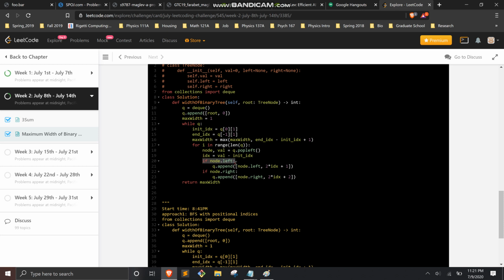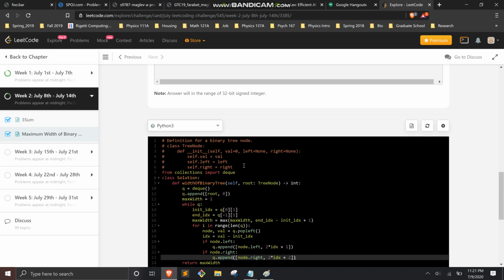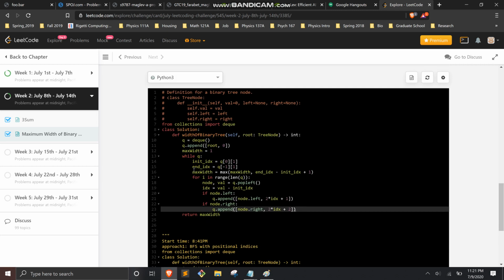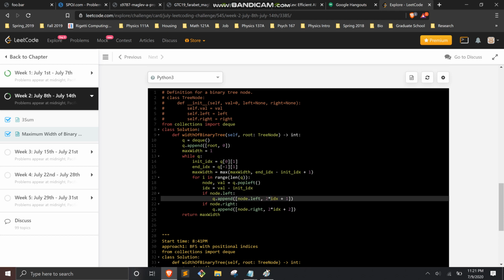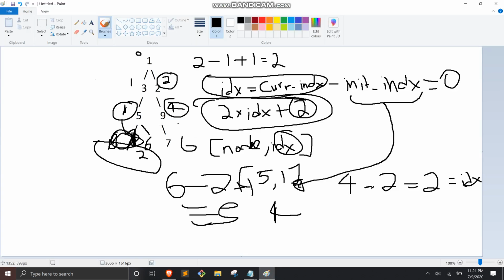And then if node.left exists, you go to the left and you do 2 times idx plus 1. And you do 2 times idx plus 2 if you go to the right, and you return the max width. So yeah, that's the basic code. That's basically using BFS, a level order search.